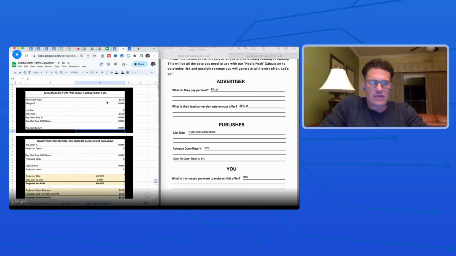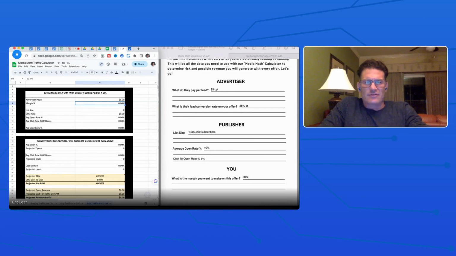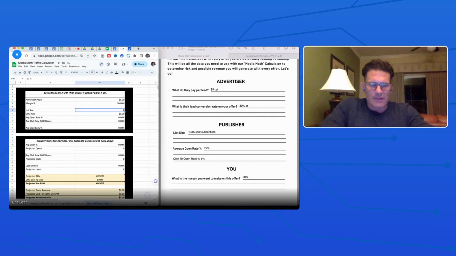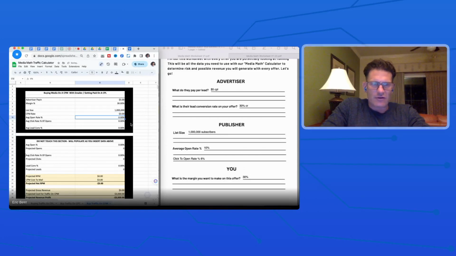So the first question, advertiser pay-in, is $5, right? We know we're getting paid $5 a lead. The margin we want to work on is 25%. I thought it was 30%. I think it was 30%. I want to go 30%. And I may be wrong, but okay, so list size, we got 1 million. Boom. All right. CPM rate, we know they're charging $3.